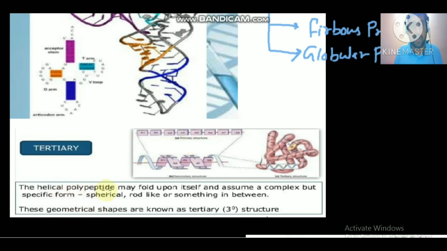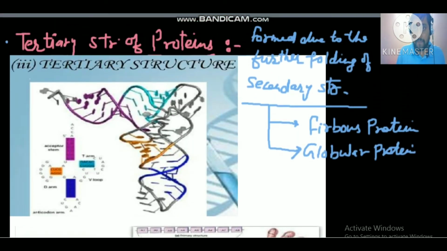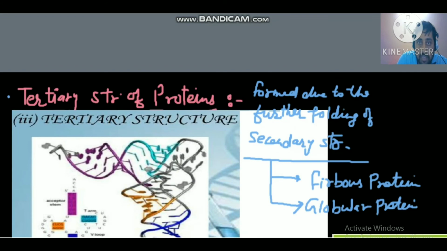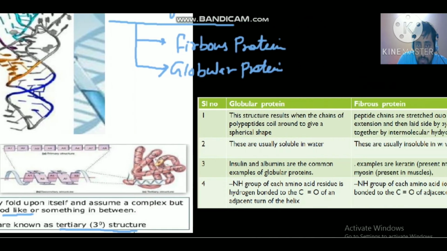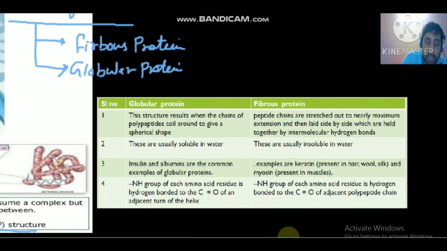The helical polypeptide may fold upon itself and assume a complex but specific form. It may be spherical, then it is globular protein, or rod-like, then it is the fibrous protein. Okay, and these geometrical shapes are known as the tertiary structure of a protein. So here we can see the two types and the difference between them, the globular protein and the fibrous protein. This is the globular protein and this is the fibrous protein.